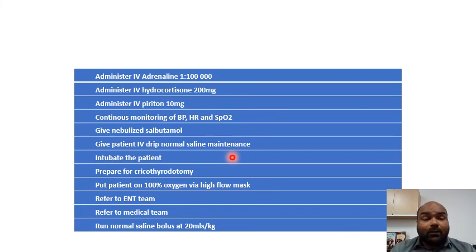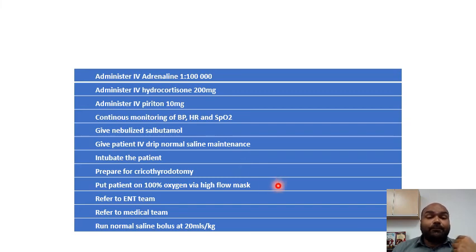Remember, when there's a difficult airway, you need to prepare for it, and the most important thing is to call for help when you predict there's going to be airway difficulty. Prepare for cricothyroidotomy, which obviously is the last choice. When you try to intubate, you can't do it. There's too much airway edema and swelling, laryngeal edema. Then you've got no choice. You need to do a cricothyroidotomy.